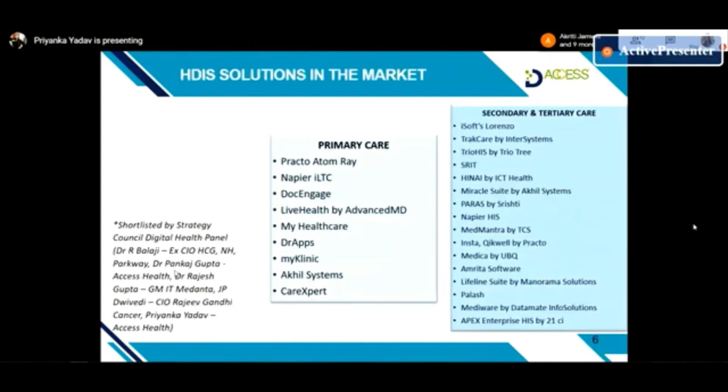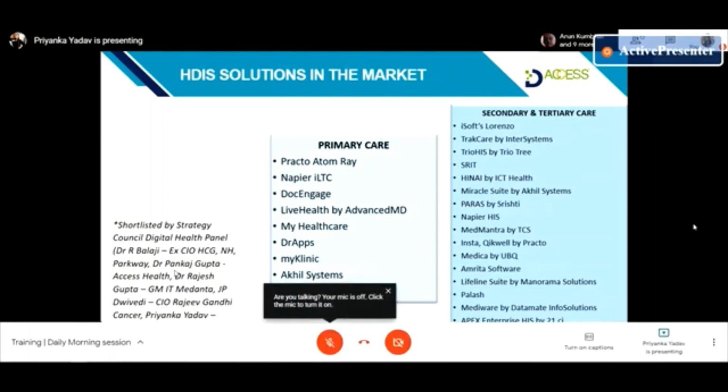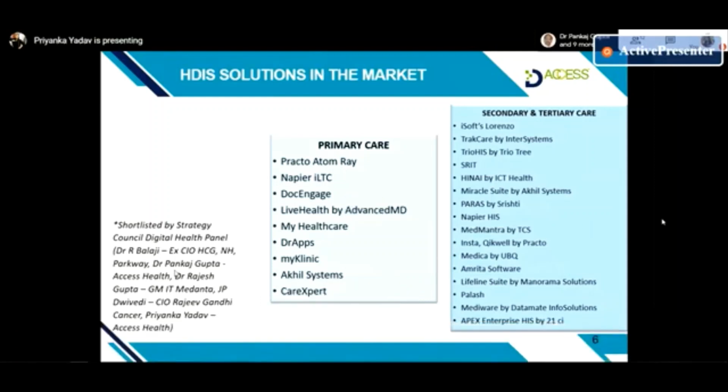HDIS solutions right now in the market, this is a slide that talks about them. Primary care, it's Practo. Everyone knows about Practo. It started as an appointment making system, but now they have added more modules. But again, it's no more just an HDIS. It is more of a lead generation platform now. They just focus on the number of consumers they can get to a doctor. Napier, Doc Engage, Live Health, My Healthcare. These are just examples of primary care.